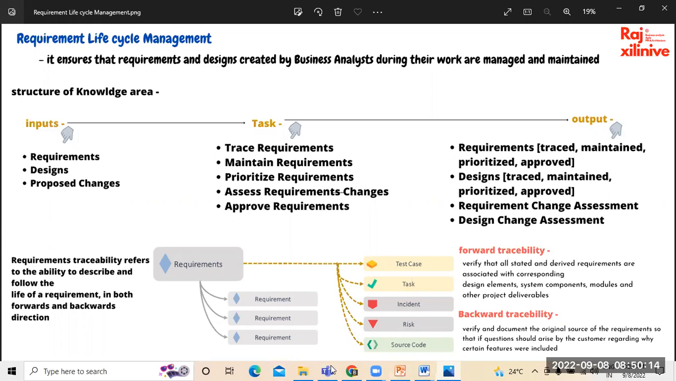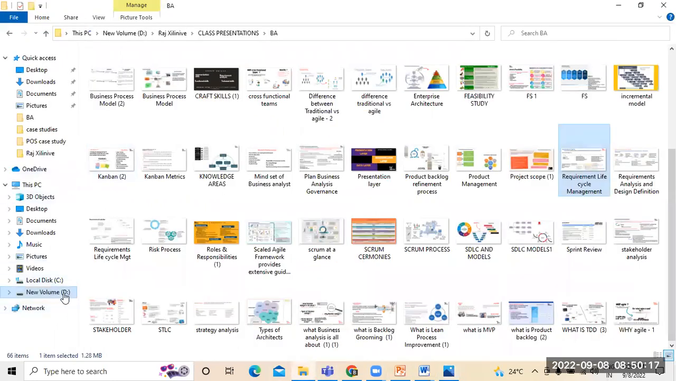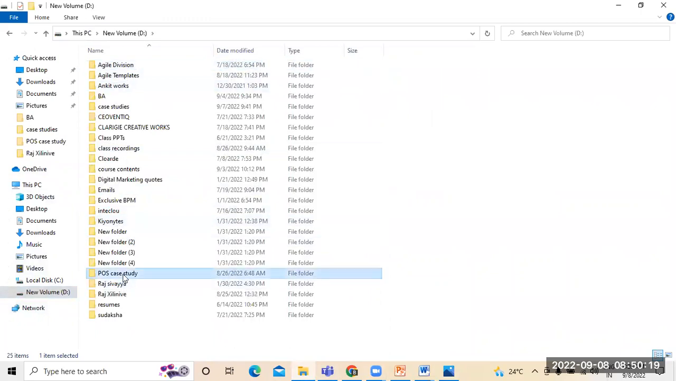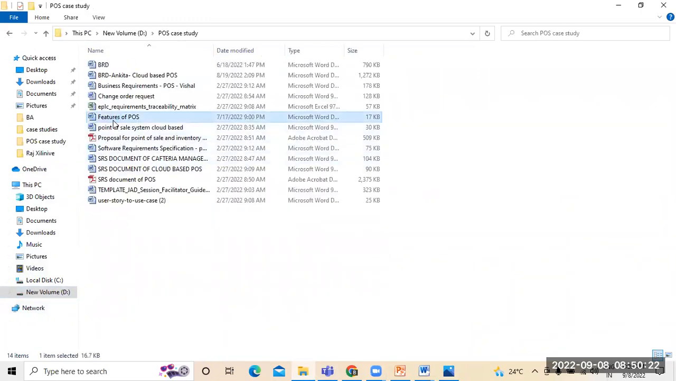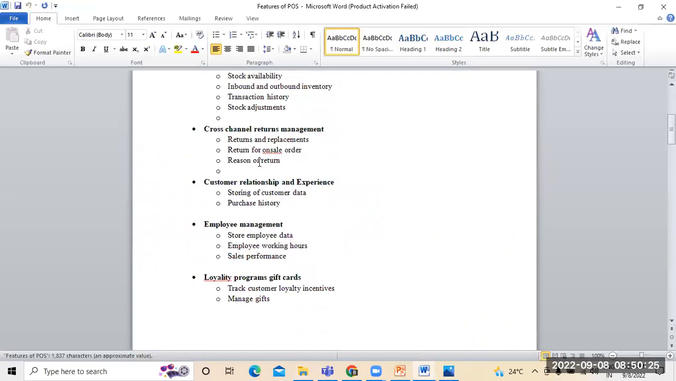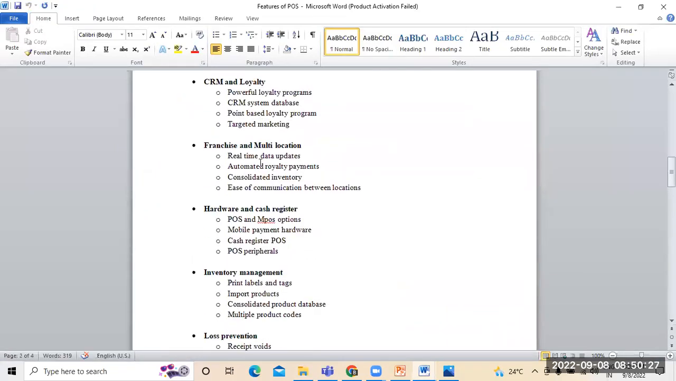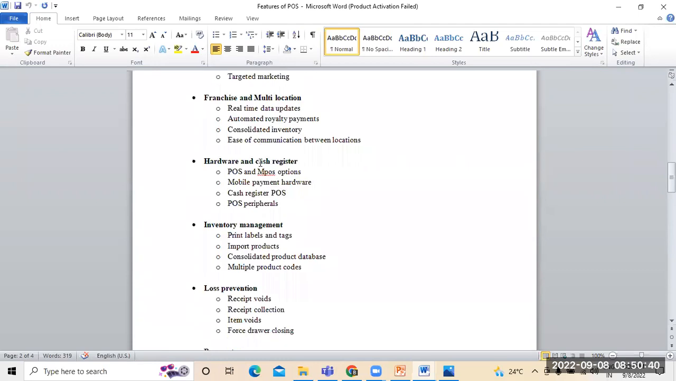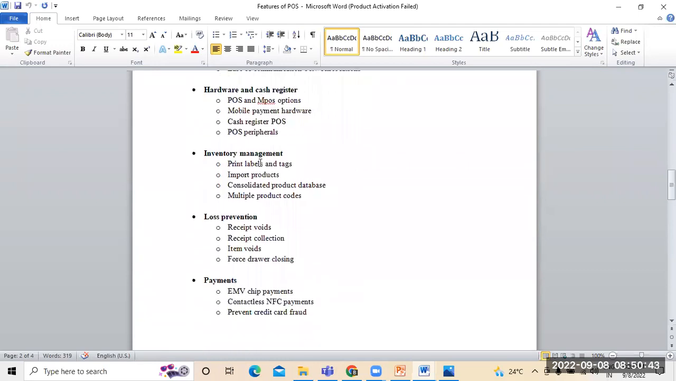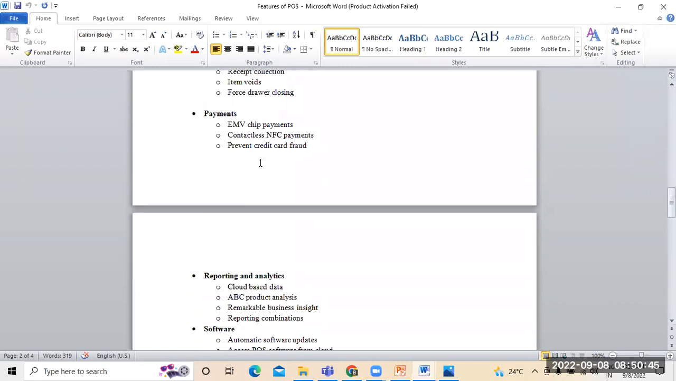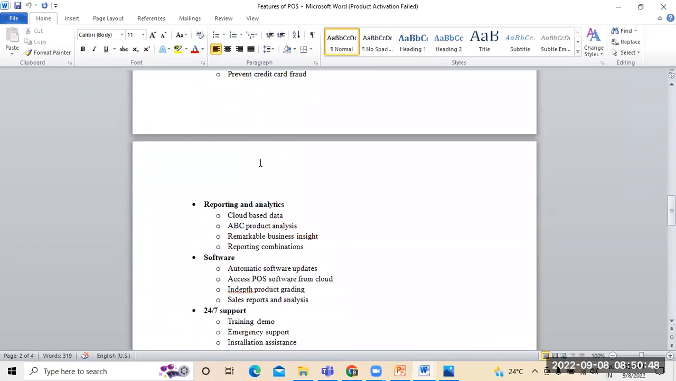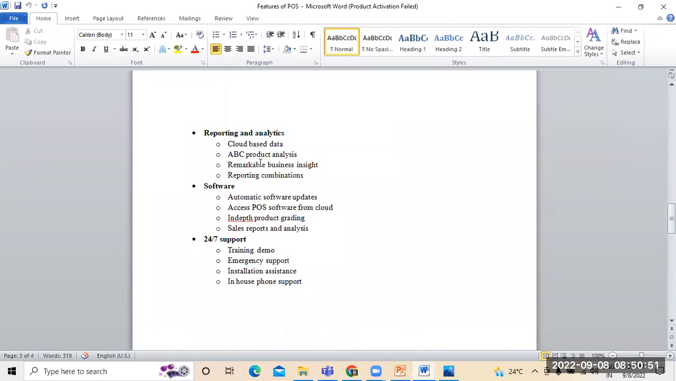What are the requirements? For example, take the case study as an example here. Assume that for a cloud-based point of sale system, these are the features you have identified. CRM loyalty program is one feature. Franchisee multi-location was second. Hardware cash register, third. Inventory management system, fourth. Loss prevention, fifth. Payments, sixth. Reporting analytics, seventh. Software, eighth. 24/7 support, ninth.